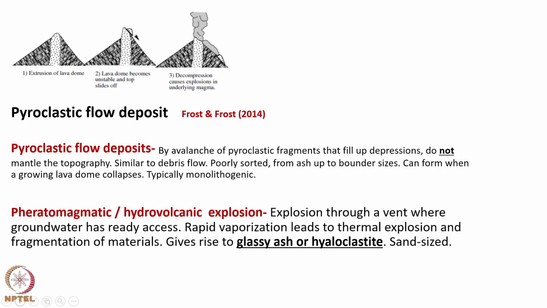The extrusion of the lava dome is shown here. The lava dome becomes unstable and the top slides off. It can be possible that there has been a discordant relationship and an intrusion, but then one piece of that actually slides down. We can call it one kind of landslide. And after a long geological time, it is possible to have decompression and explosions and new lava extrusion.